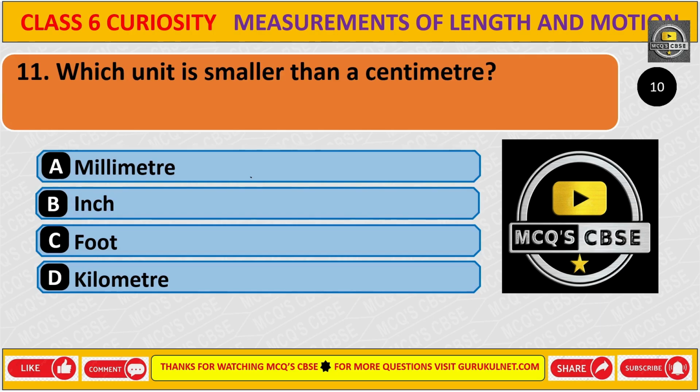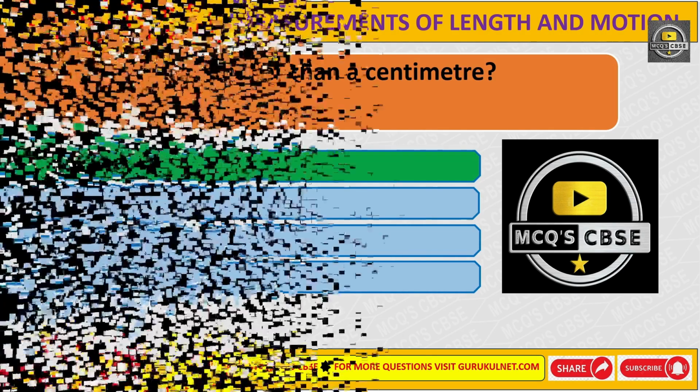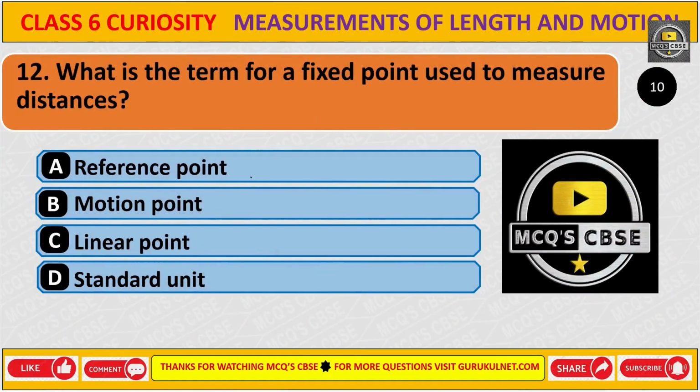Which unit is smaller than a centimeter? And the correct answer is A, millimeter. What is the term for a fixed point used to measure a distance? And the correct answer is A, reference point.